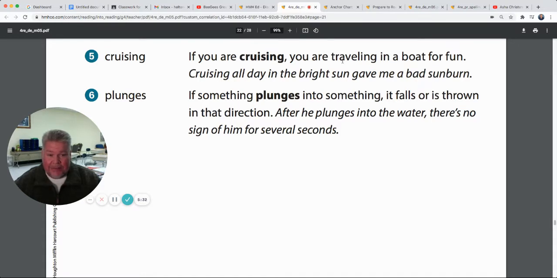Cruising, you're traveling in a boat for fun. It's a lot of fun. Lots to eat, lots of swimming, lots of fun things to do. Cruising all day in the bright sun gave me a bad sunburn.